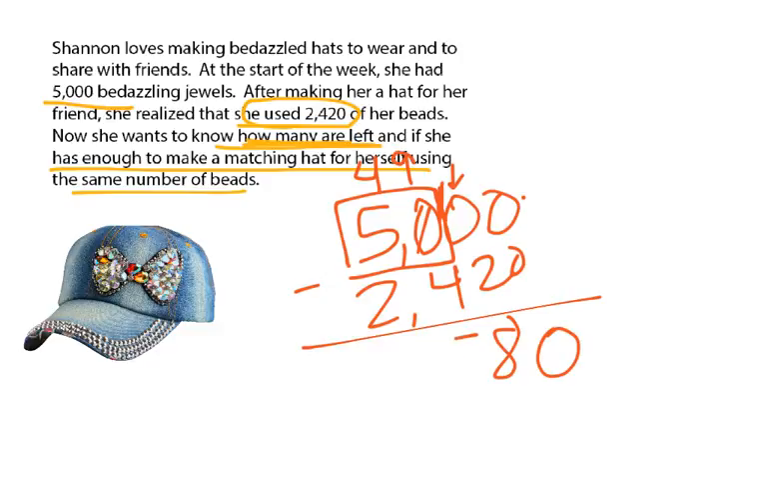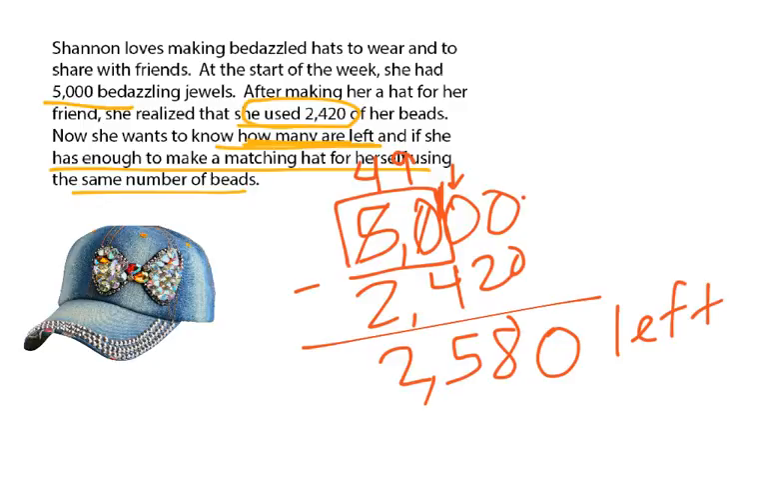9 minus 4 equals 5. And then 4 minus 2 equals 2. So I see she has 2,580 beads left. That's the first part of the question.